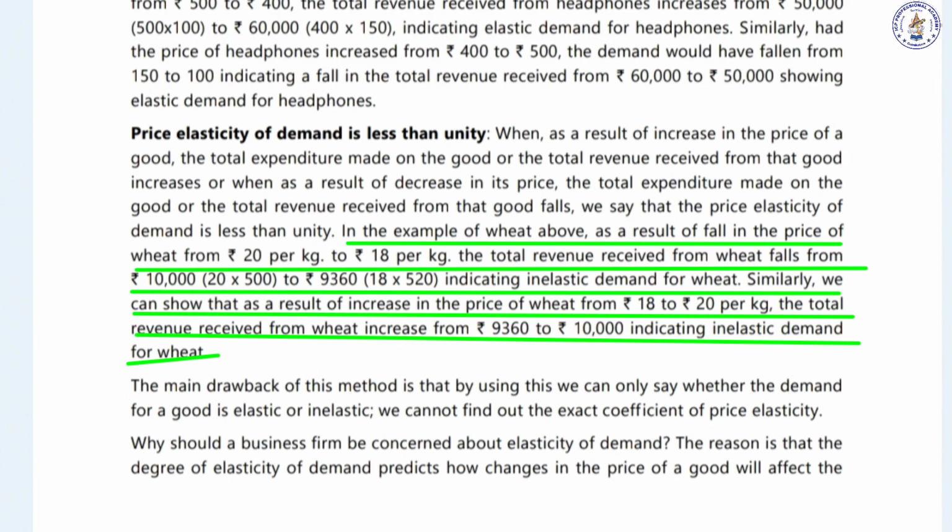So the main drawback of this method is that we can only say whether the demand is elastic or inelastic. We cannot find the correct coefficient of price elasticity.